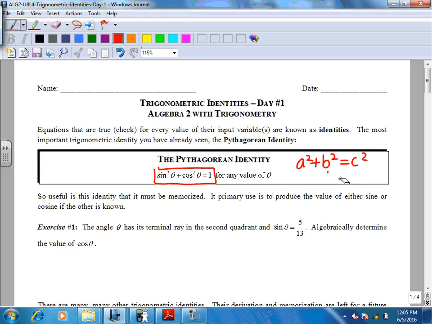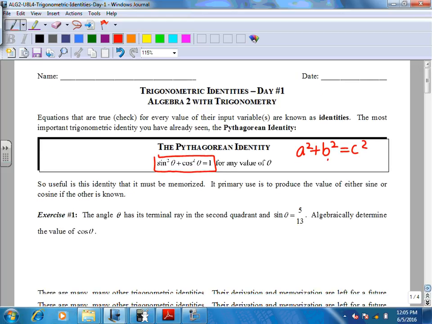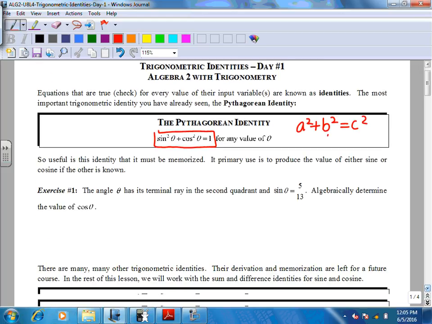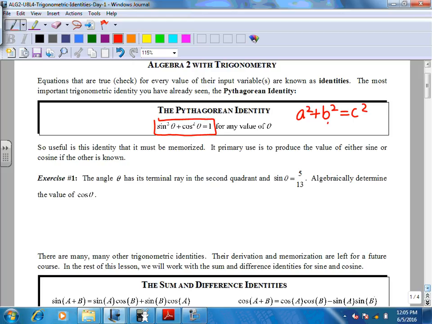Now, in number 1, we're kind of going back to something a little more simple, but it says the angle theta has its terminal ray in the second quadrant. So let's draw a picture of a triangle in the second quadrant. And remember, your reference triangles always have to go back to the x-axis. So it has to look like that. And if they're giving you sine, they're giving you opposite and hypotenuse. Now you can easily find that missing side by doing Pythagorean theorem.